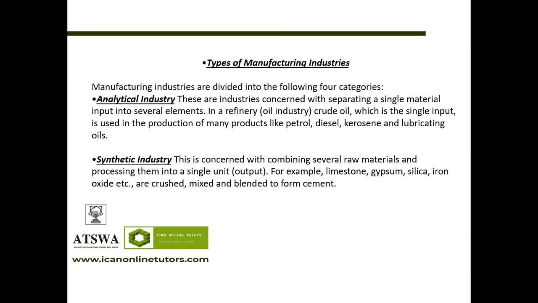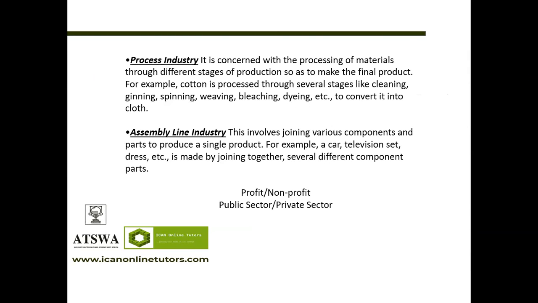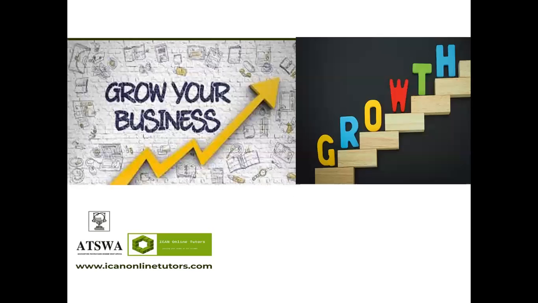But synthetic industry are concerned with combining several raw materials and processing them into a single output. Processing is concerned with processing of material through different stages of production so as to make the final product. And you're also going to be learning about process costing in your cost accounting. Assembly involves joining various components and parts to produce a single product.